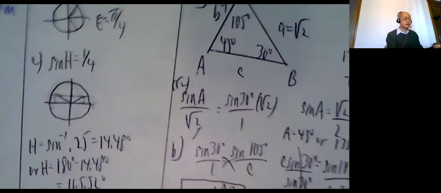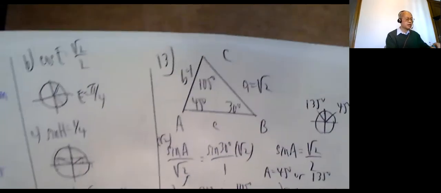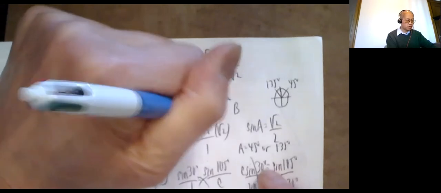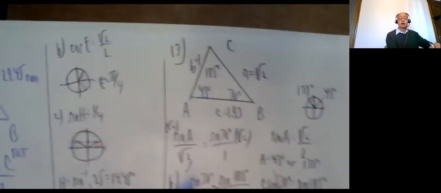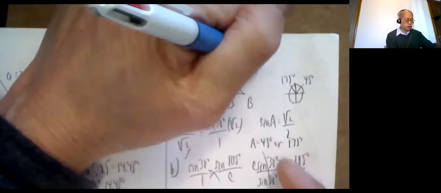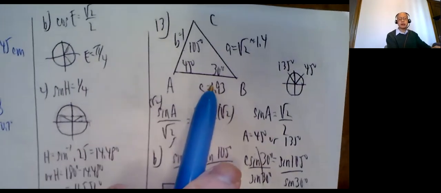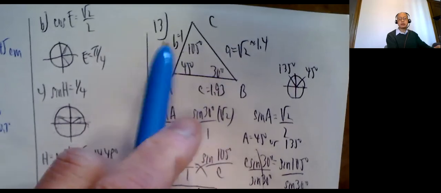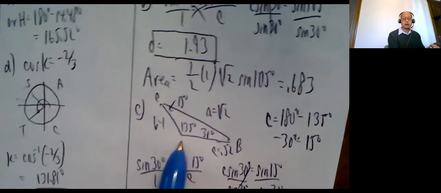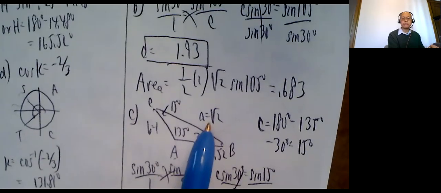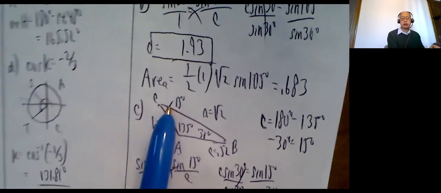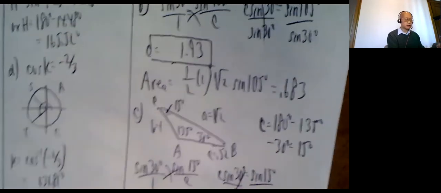Oh yeah, double check here. Let's see. This came out to be 1.93. Square root of 2 is about 1.4. So largest angle, largest side, yes. Smallest angle, smallest side, yes. Here, largest angle, largest side, 1.4, that's correct. Smallest angle, smallest side, that's also correct.